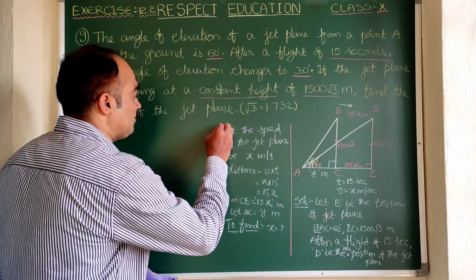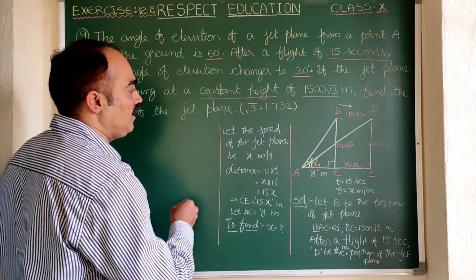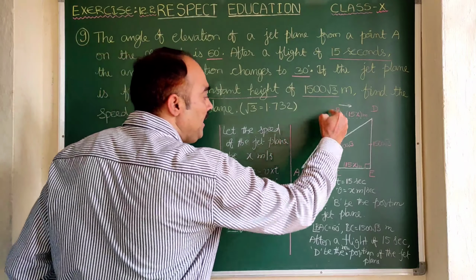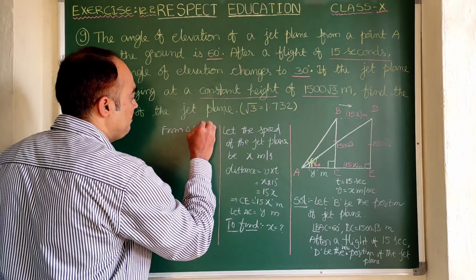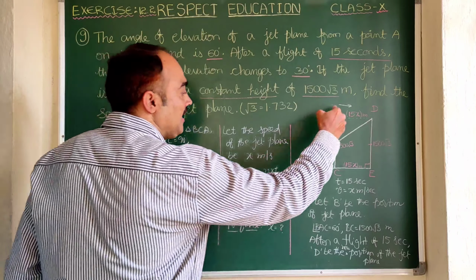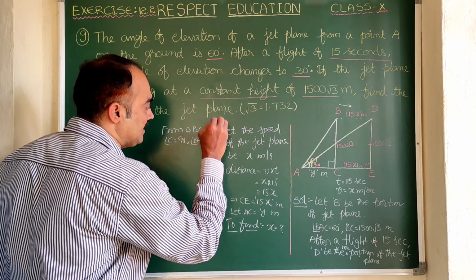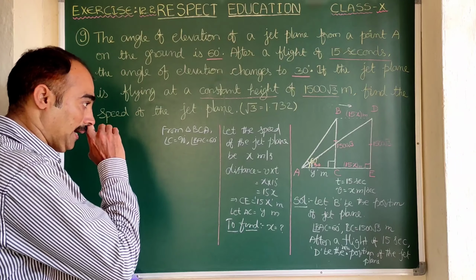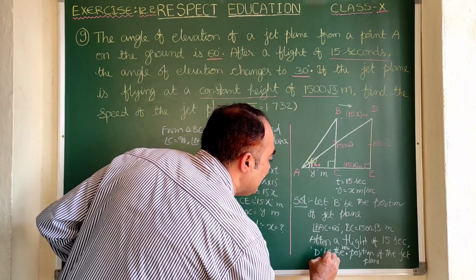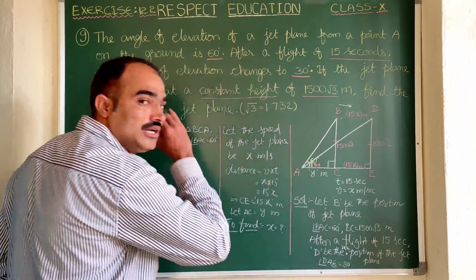Now let us observe carefully that there are two right angle triangles. Let us separate them. From triangle BCA, in which angle C is equal to 90 degrees and angle BAC is 60 degrees. When it is moved to D, we forgot to mention here angle DAE is equal to 30 degrees. That will be used afterwards.